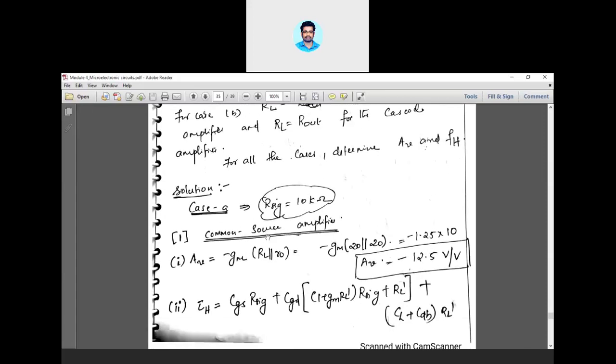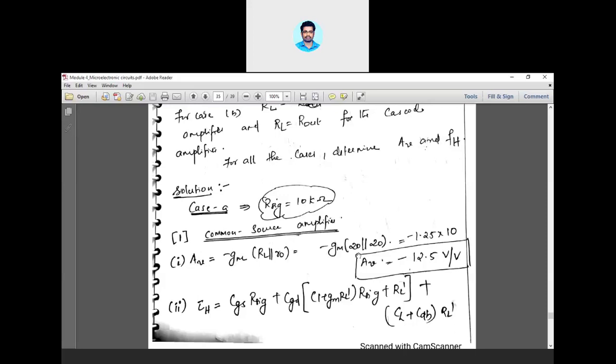Now, first case, case A. Case A means RSIG equal to 10 kilo ohm. That is, you are taking the signal resistance. For that, you will be comparing the performance of common source and cascode. So first of all, we will be deriving the expressions for common source. For the common source amplifier, first of all, we will be writing the equations for AV and then tau H.